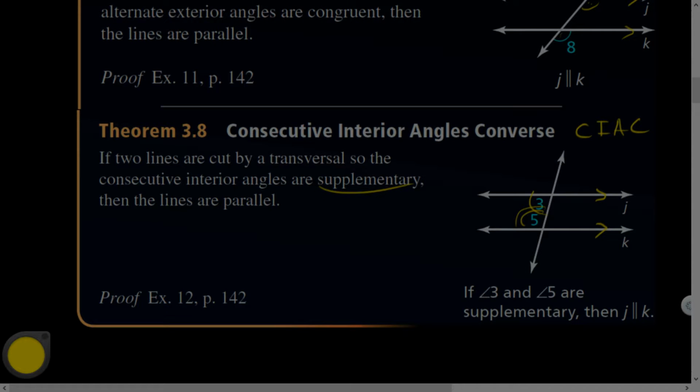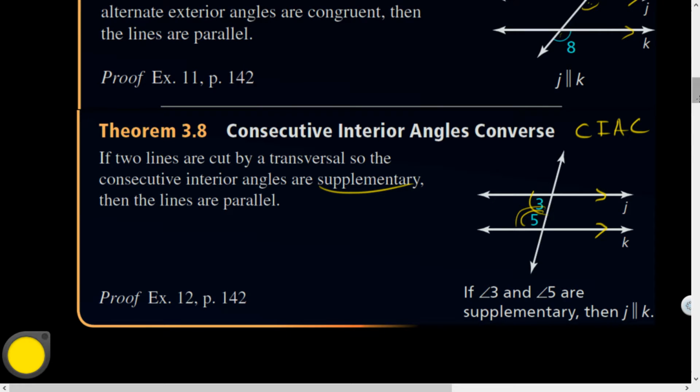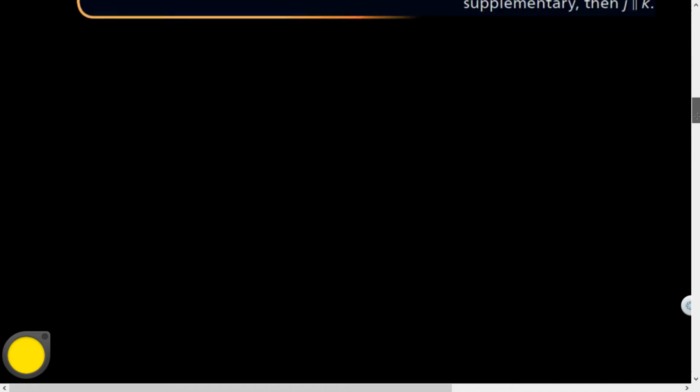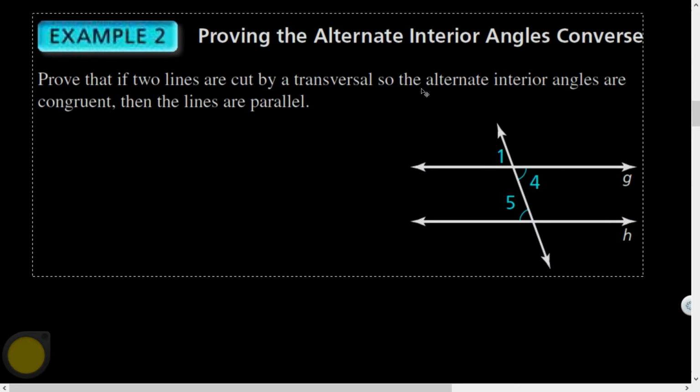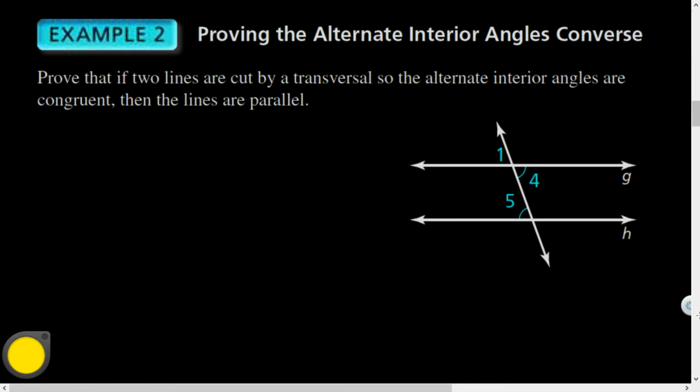Like so. So guys, we're doing proofs today. Isn't it wonderful? Wonderful to do the proofs. Here we go. Let's look at example 2. Proving AIAC. Prove that if two lines are cut by a transversal and the angles are congruent, then the lines are parallel.